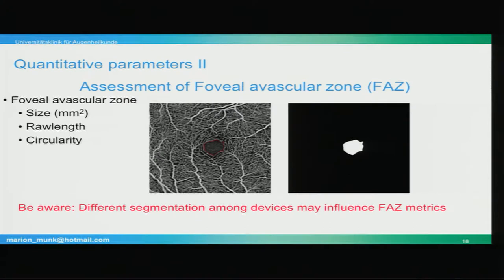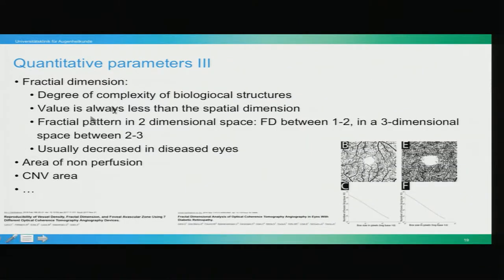Another quantitative parameter to evaluate is the foveal avascular zone in terms of the size, perimeter length, and circularity. And again here, due to the fact that you have different segmentation lines, these metrics may differ among the devices. Another quantitative parameter which is often evaluated is the fractal dimension. It usually shows you the degree of complexity of biological structures, and it's usually decreased in diseased eyes. And further quantitative parameters you can evaluate with OCTA are the area of non-perfusion and the CNV area. There are various variables you can evaluate.